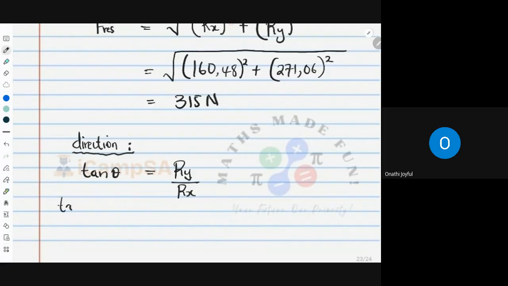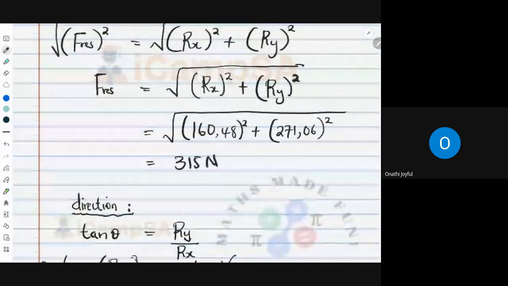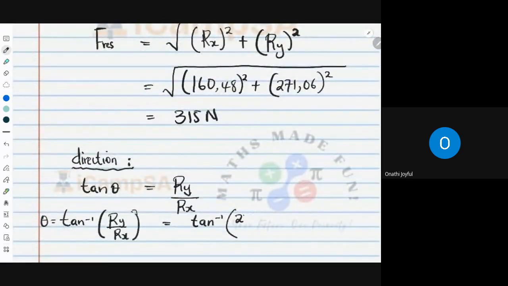Because you see now we are using Pythagoras theorem. This is not a physics topic. You will never learn about Pythagoras in physics, but you learn about it in maths. And look at us now, we are using it. Okay? Theta is this. Then, I'm just saving space here, guys. What is my Ry? 271. What is my Rx? 160.48.